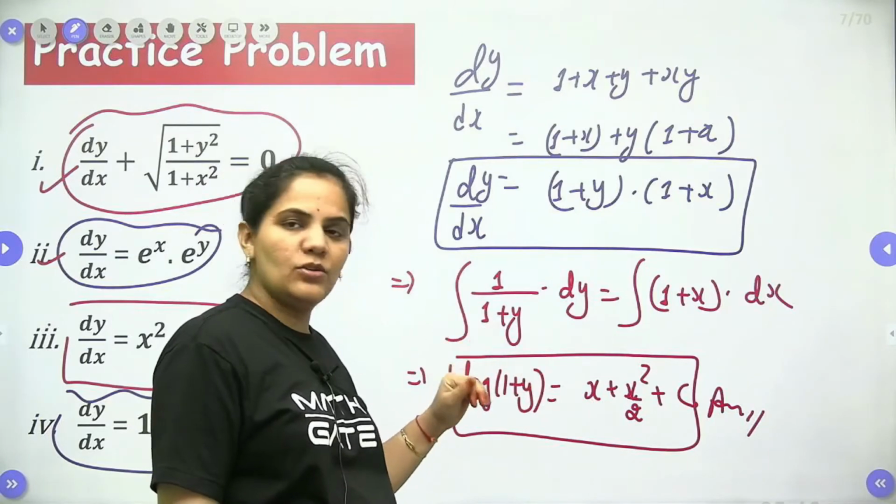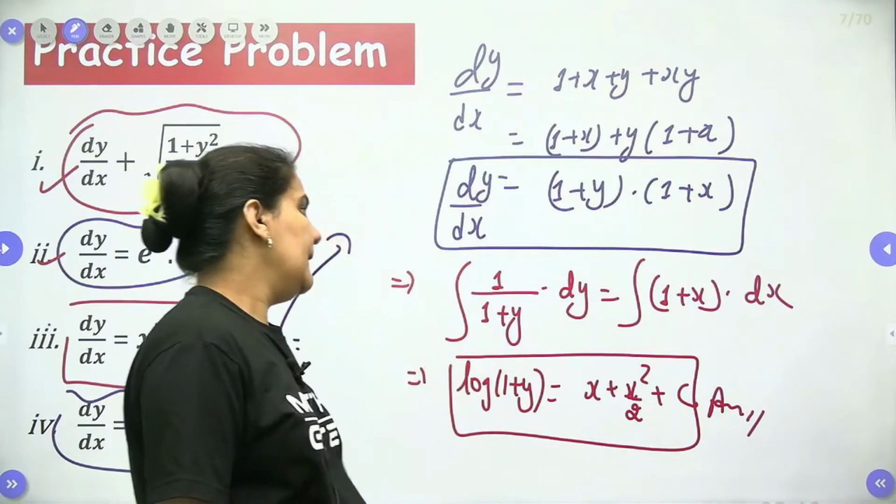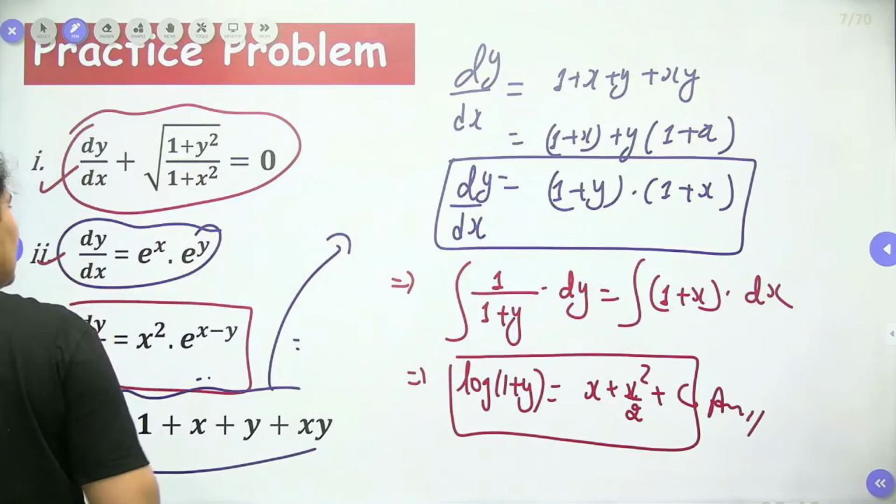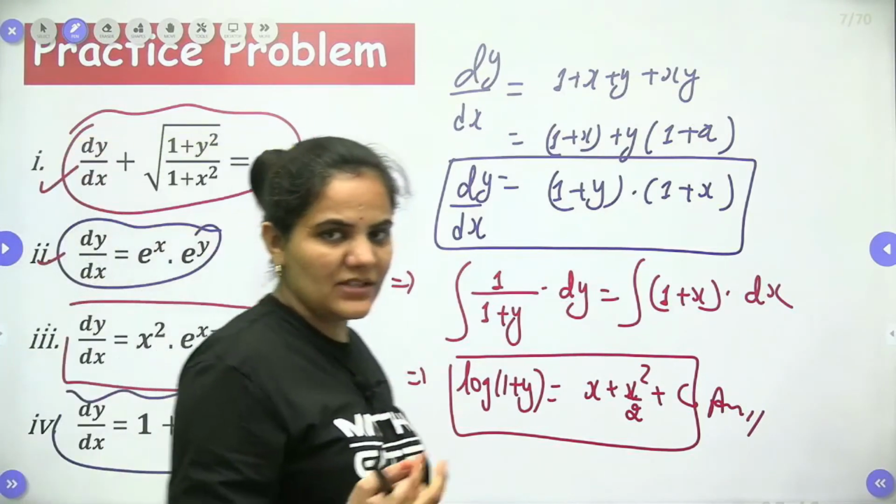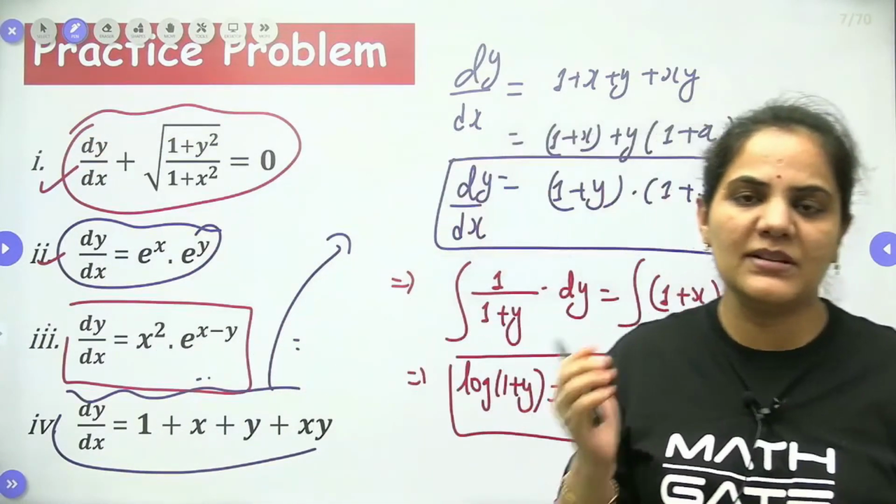Plus e to the power x square by 2 plus e to the power c. Okay, done. So these are the questions which you can see in the variable separation method. These are very good examples of variable separation.